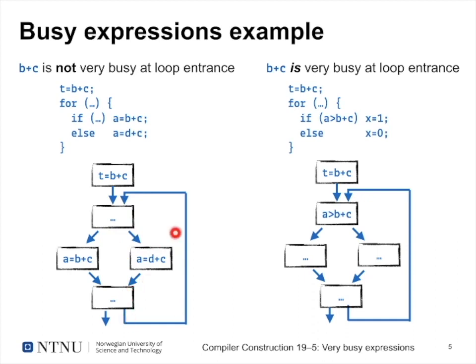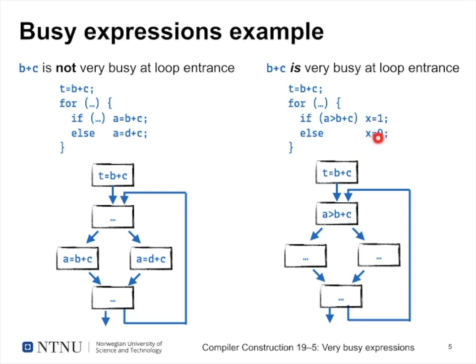So essentially our expression is not very busy here. So take a look at the similar example on the right hand side. Here again we evaluate b plus c before the beginning of the loop, and then inside of the loop for each iteration we check if a is greater than b plus c, and if it's greater then we set variable x to 1, otherwise we set x to 0.